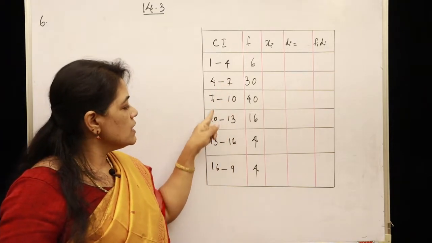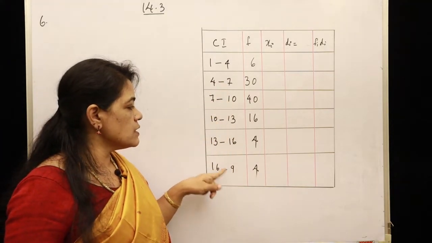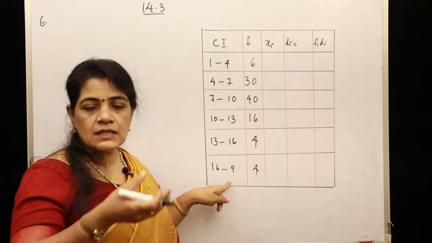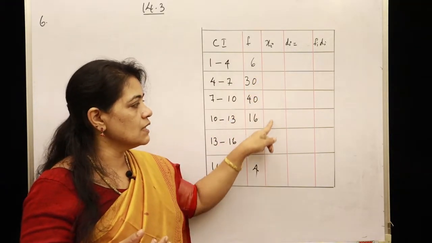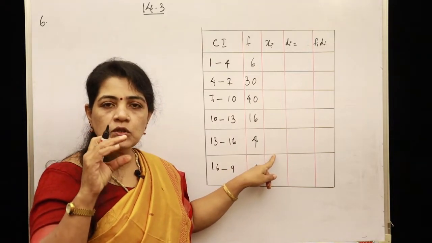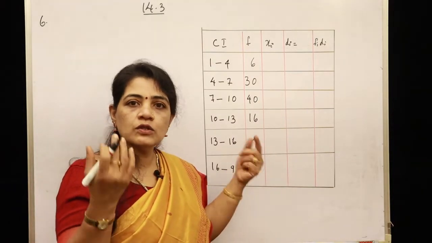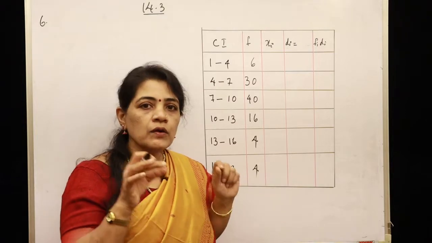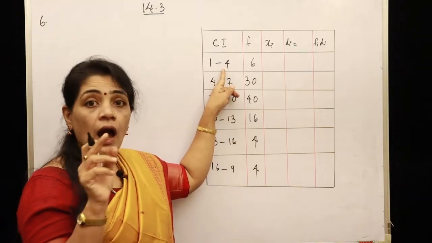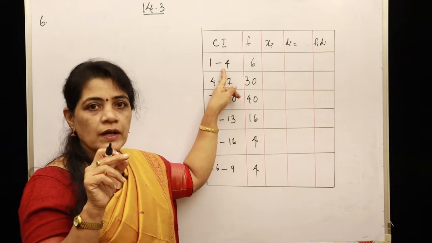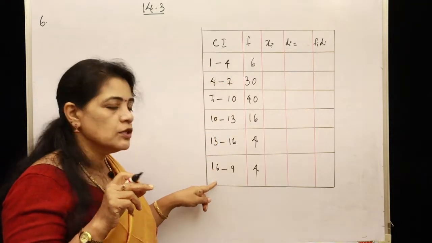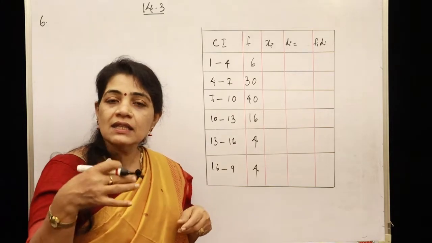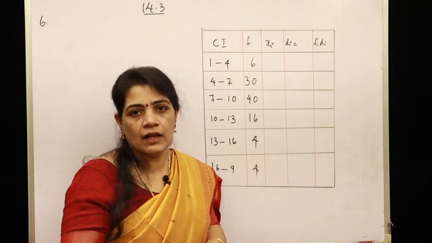And for each class interval, the upper limit minus lower limit is 3. That is, the class size is 3. That means in the mid value column, that is the third column, the difference between two consecutive mid values is also 3. Or you can find half of the class size, that is 3 by 2, that is 1.5, and add it to the lower limit of each class interval. These are the different methods to get the mid value.